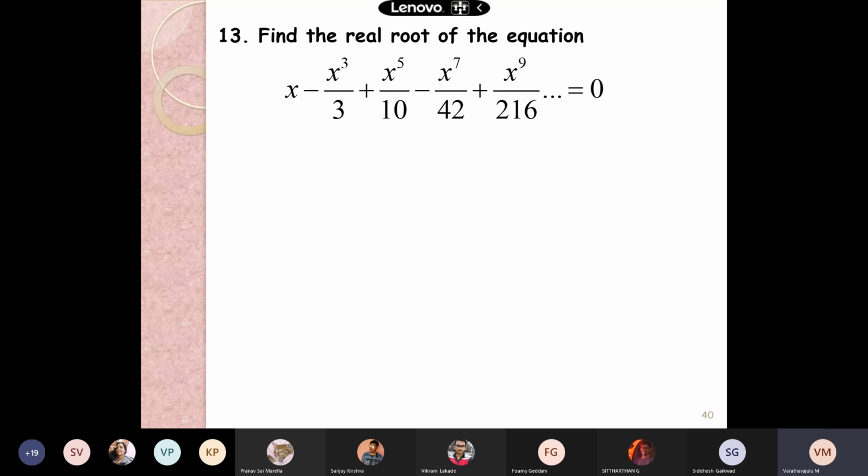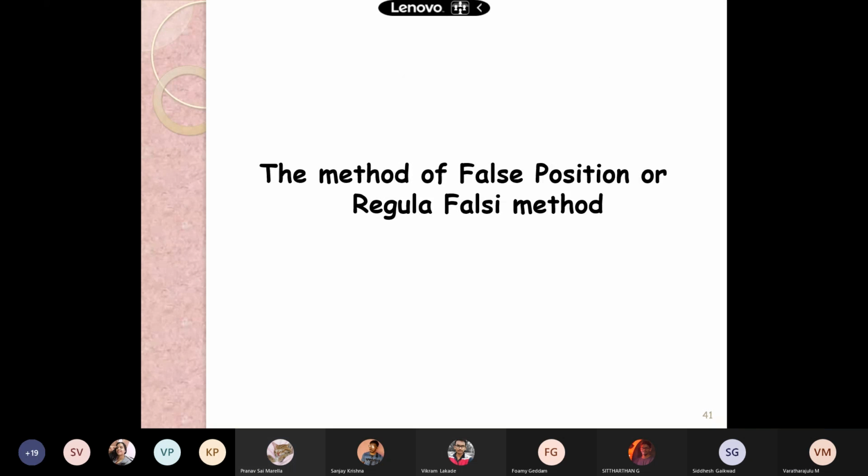What are the other topics we covered during unit 3? The iteration method and Newton-Raphson method. Very good. And now we'll approach the regula falsi method, the method of false position. Before starting with the regula falsi method, we need to know some basic information about the various solutions and its boundaries and the regions where we are going to get the roots.